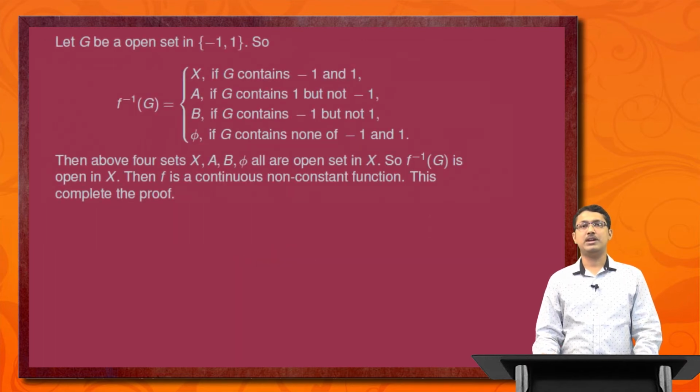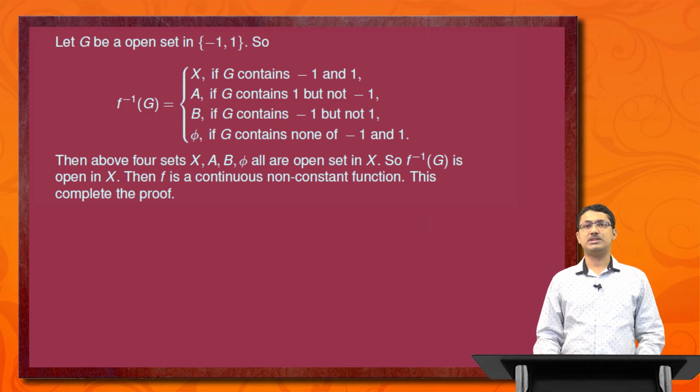Why is it continuous? Let G be an open set in {plus minus 1}. So f inverse of G is equal to X if G contains minus 1 and 1 both, equal to A if G contains 1 but not minus 1, equal to B if G contains minus 1 but not 1, and finally equal to phi if G contains neither minus 1 nor 1. Then the above four sets, X, A, B, phi, are all open sets in X. So f inverse of G is an open set in X. Therefore f is a continuous function, which is also non-constant. This implies there exists a continuous function from X onto {plus minus 1}.